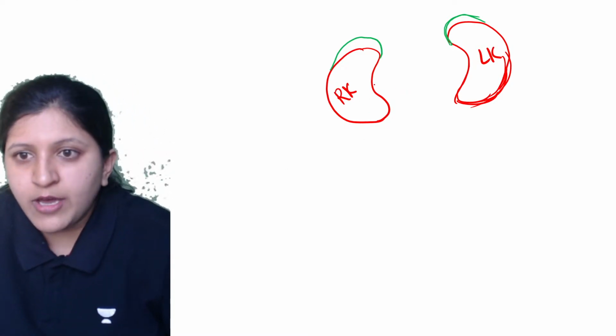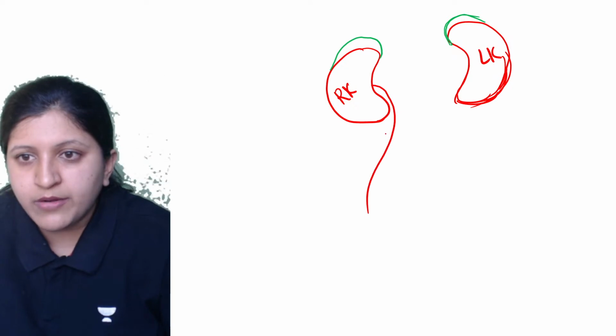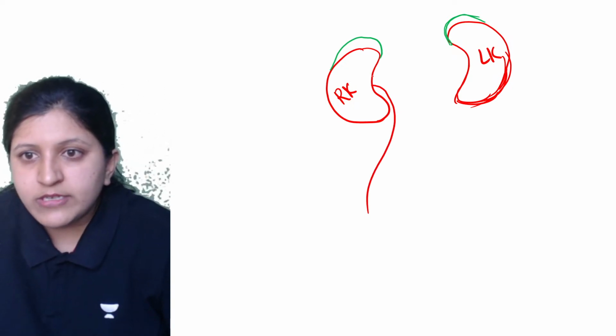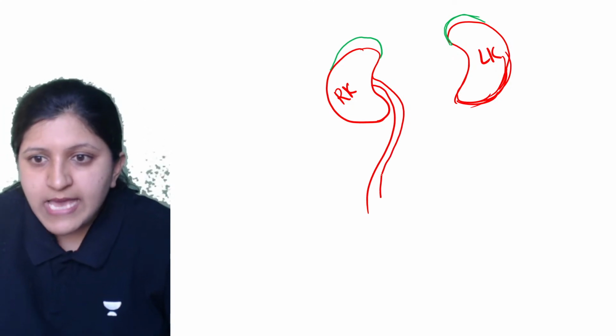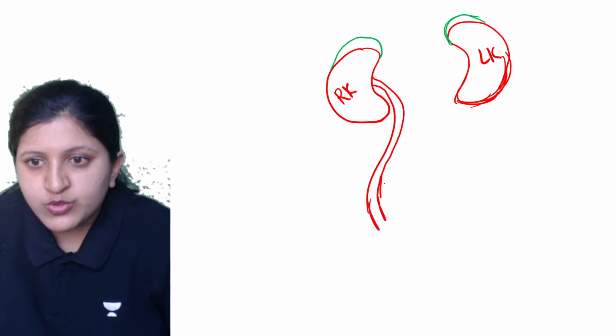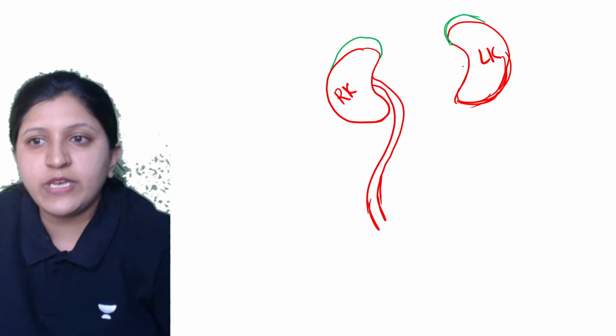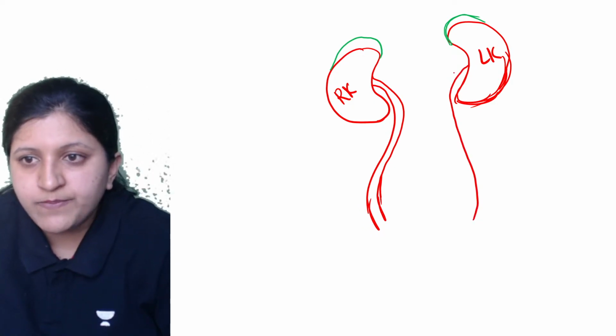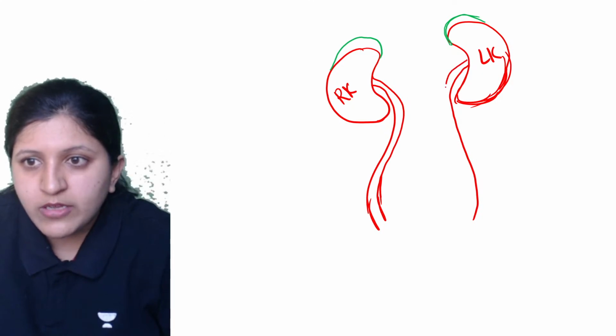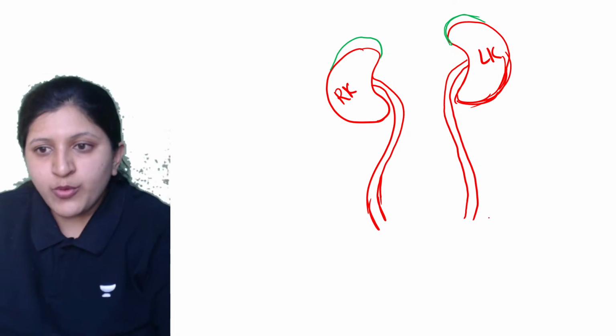Here you can see a ureter. So this one over here is a ureter, which is projecting into the urinary bladder. On this side also you can show this ureter. So there is a ureter which is again projecting into the urinary bladder.